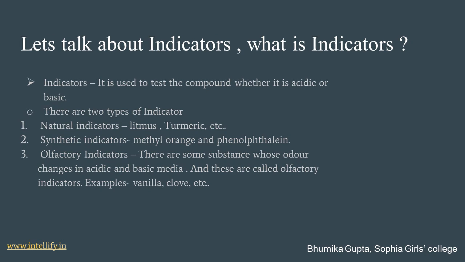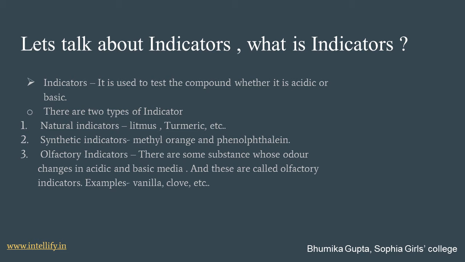Let's talk about indicators. What are indicators and why can they be used? Indicators are those which are used to test whether a compound is acidic or basic. There are two types of indicators: natural indicators and synthetic indicators. First we will discuss natural indicators. Natural indicators are those which occur naturally in the atmosphere. For example, litmus and turmeric, etc.